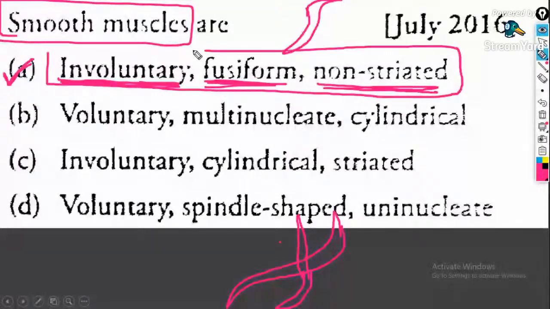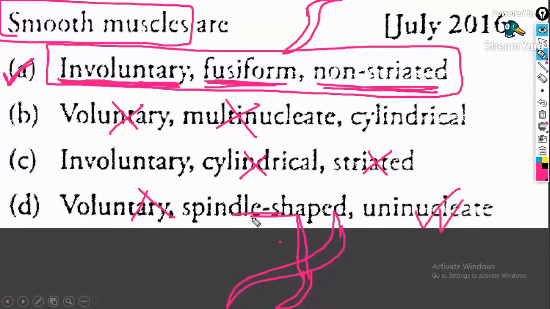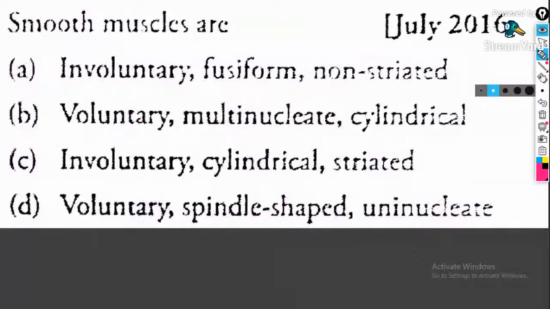They are never multinucleated. They are not voluntary. They are not cylindrical and not striated. They are uninucleated and spindle shaped, but they are not voluntary. Perfect. So the answer: smooth muscles are involuntary, fusiform, and non-striated muscles. Next one on the screen.